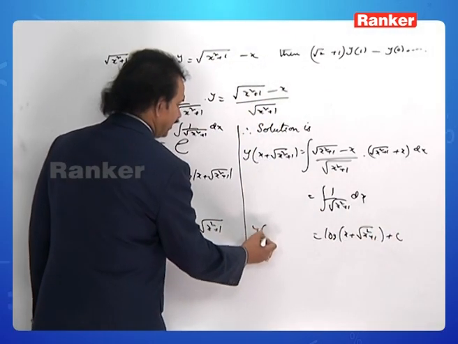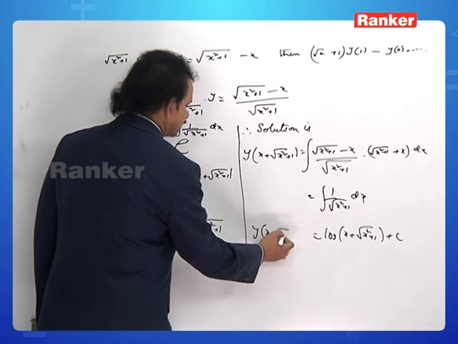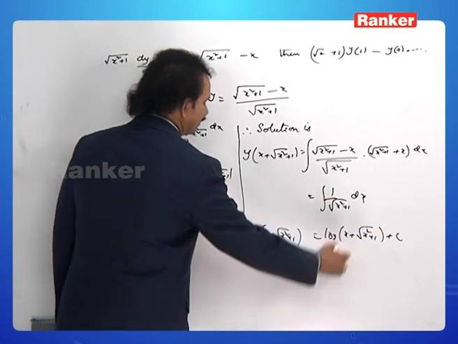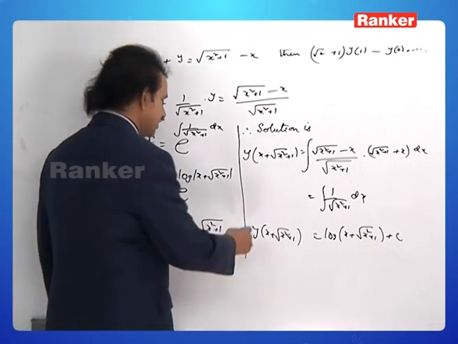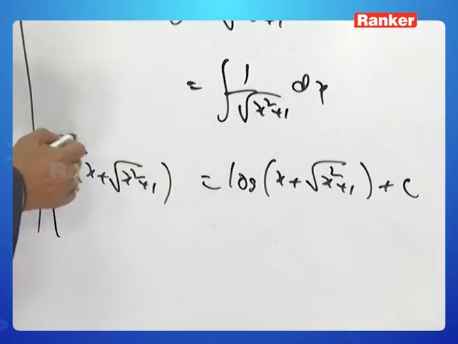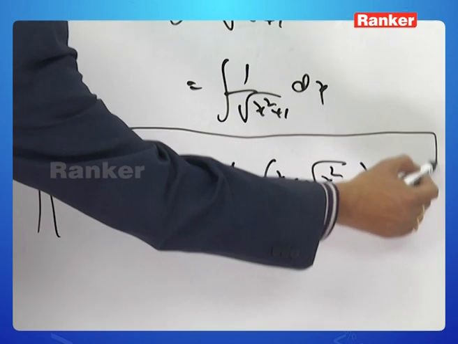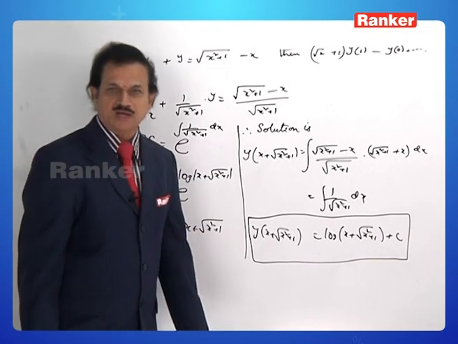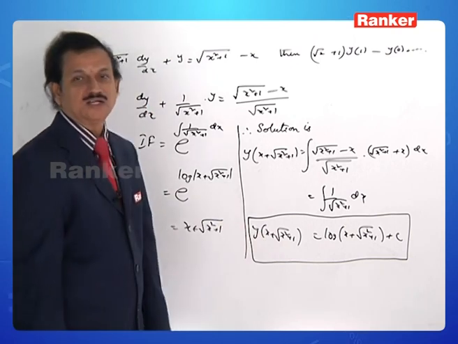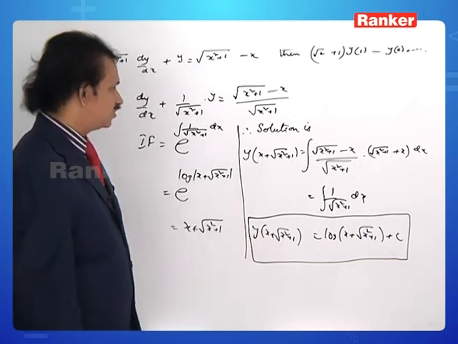Therefore, y into (x plus root of x square plus 1) is equal to log of (x plus root of x square plus 1) plus c is the solution. Well, my dear friends, you please observe the style of getting this solution. How easier it is, the process of getting the solution.